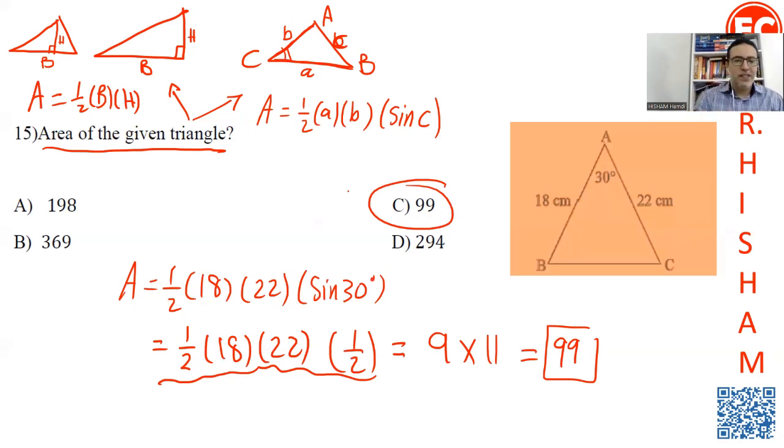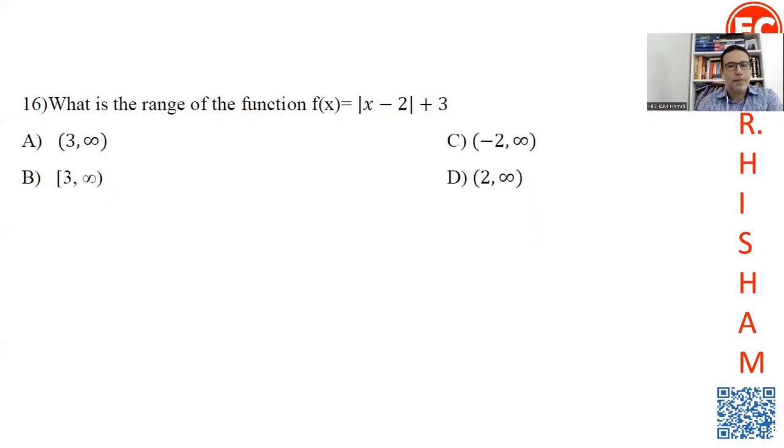So it's easy to be solved if it's all multiplication. What is the range of the function f of x is equal to the absolute value of x minus 2, plus 3? And how can I figure out this range?